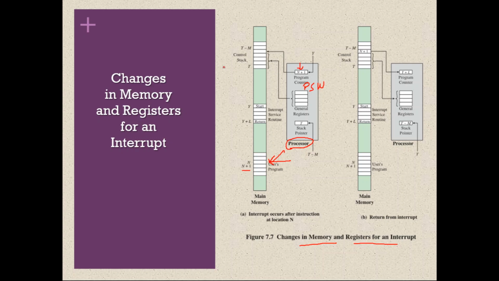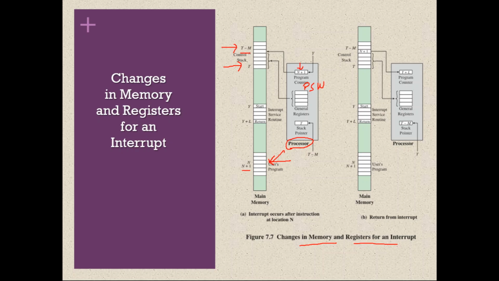Previously the stack top is T. After pushing all these things, the content of the general purpose registers, PSW and program counter, the new stack top becomes T minus M. You recall that the stack grows from higher address to lower address, which we have discussed earlier. So currently if the stack top is T, after pushing these items, the stack top becomes T minus M.